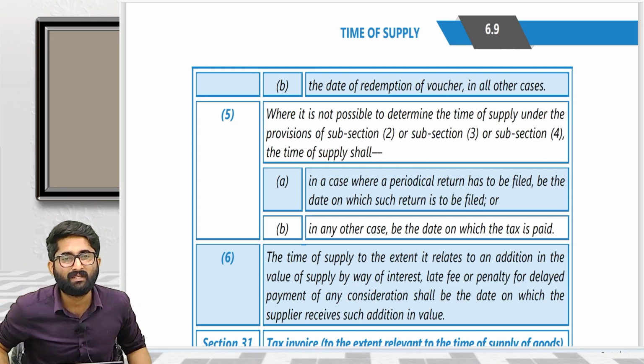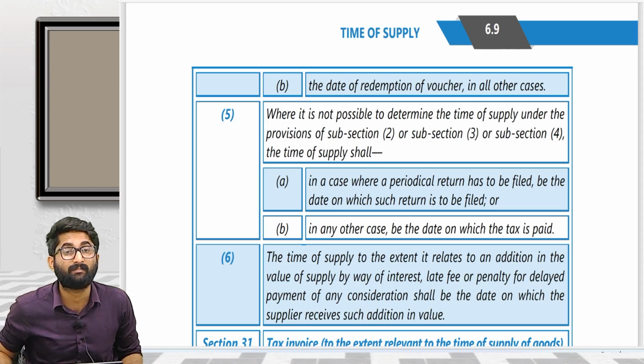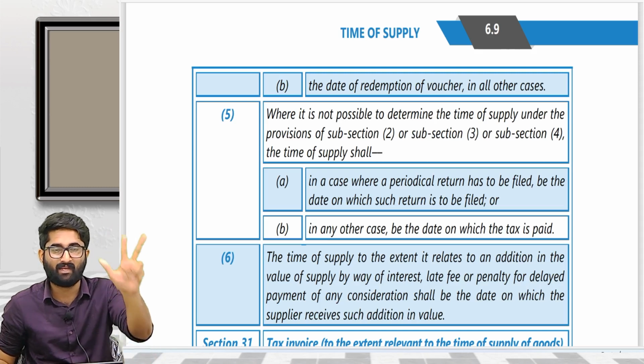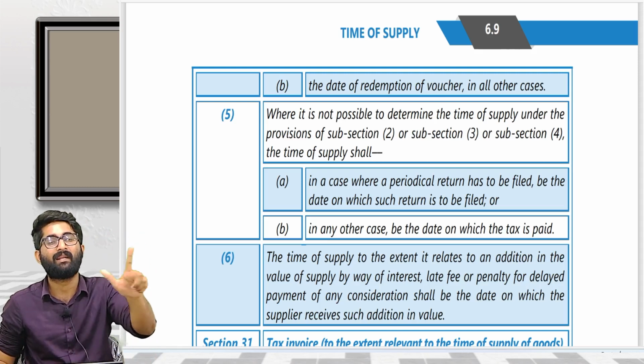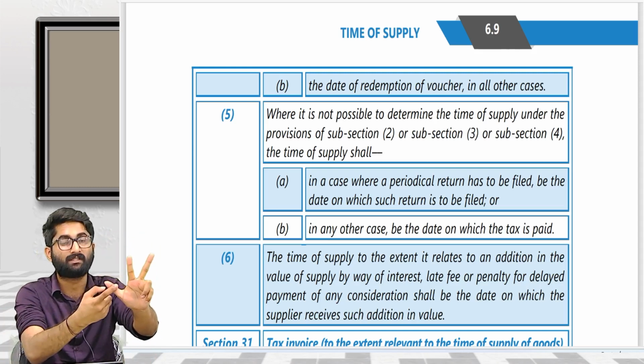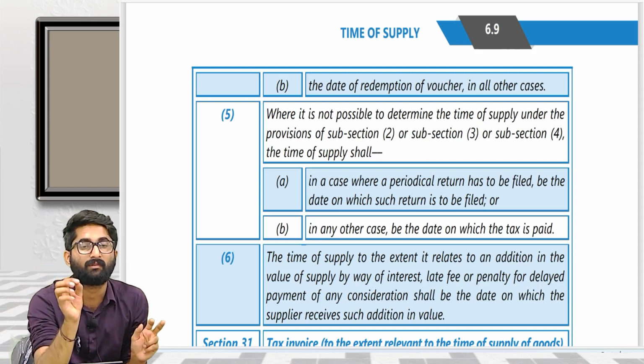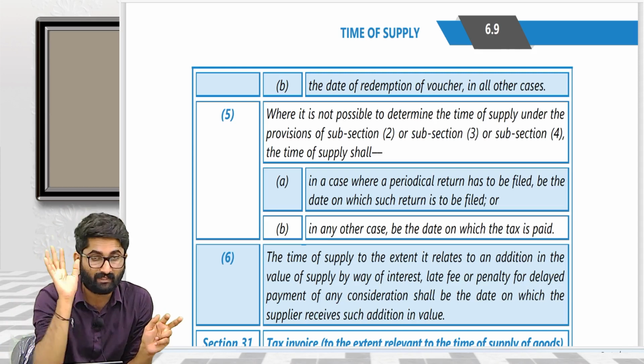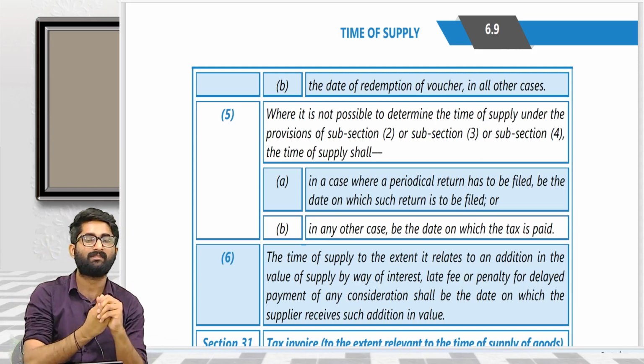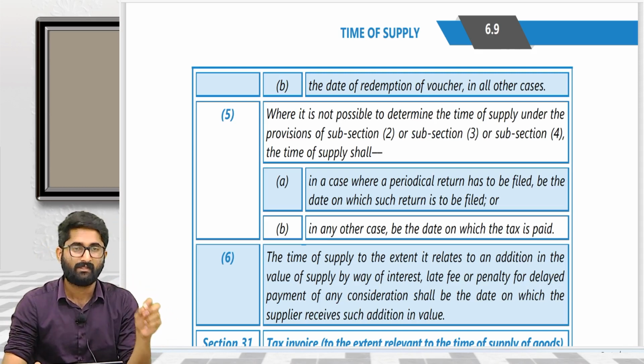Okay, sir. Section number 12 subsection 6, in case of enhancement. What is enhancement? Interest, penalty and late fee. In case of interest, penalty and late fee, to the extent of interest that you receive or penalty that you receive or late fee that you receive, the time of supply is when you receive it. The date of receipt is the time of supply. This is given in section number 12 subsection 6.